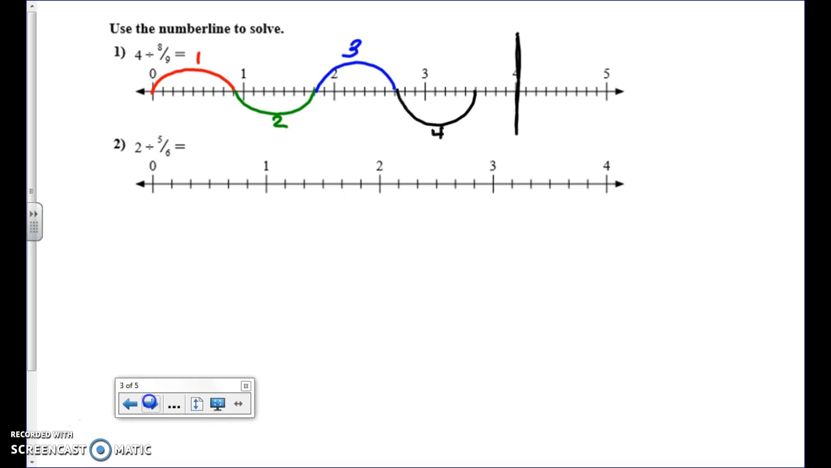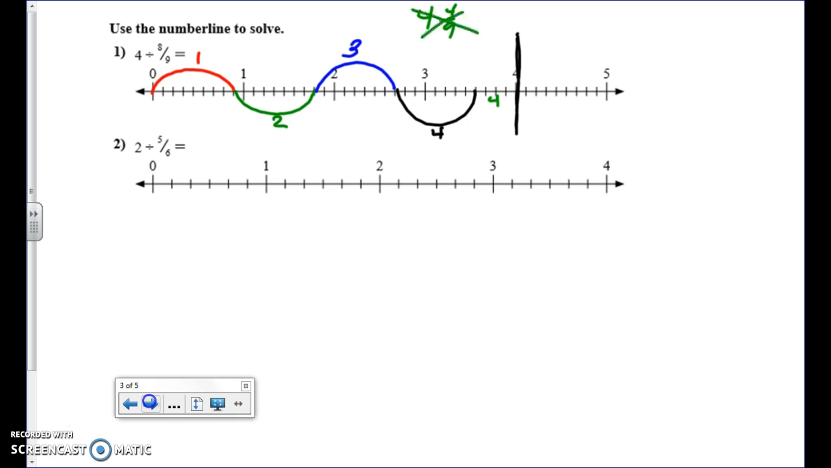So far 8/9 has fit into 4 four times, but what I notice is I'm not going to fit another one. And now here's the tricky part. There are 4 spaces left, but I'm not actually wanting the distance. I don't want to put 4/9, so I'm not going to put 4 and 4/9. That would be incorrect.